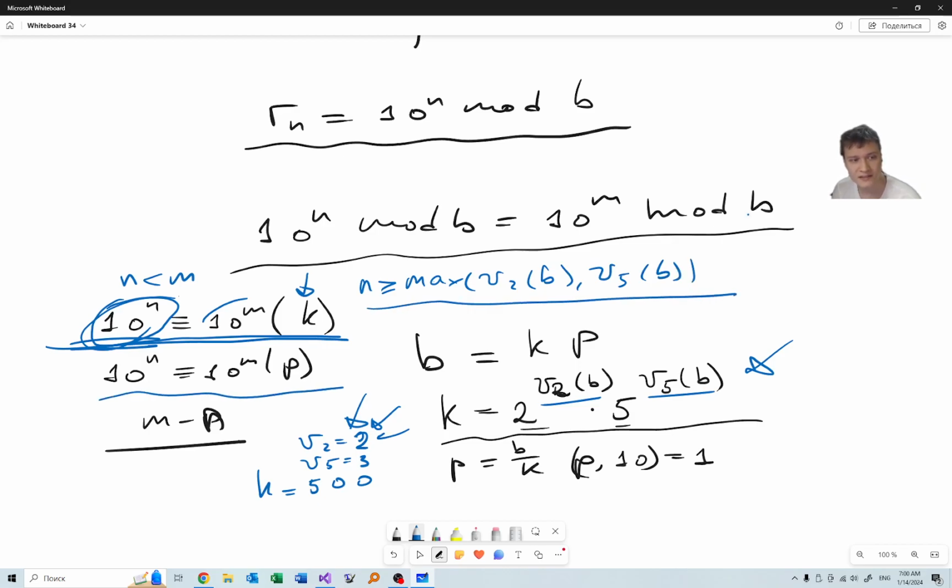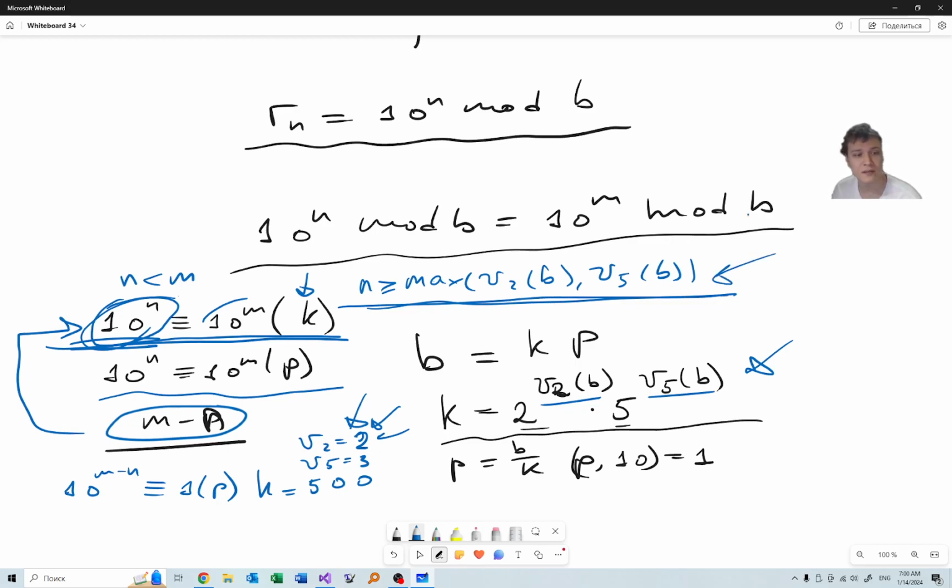Okay, the second condition says that simply 10 to the power m minus n should be 1 modulo p. So actually, if we want to minimize this number, we are not interested in the first condition. This condition simply holds if we take both numbers big enough. So it doesn't say anything about the difference of m and n. It only says something about n and m themselves as big enough numbers.